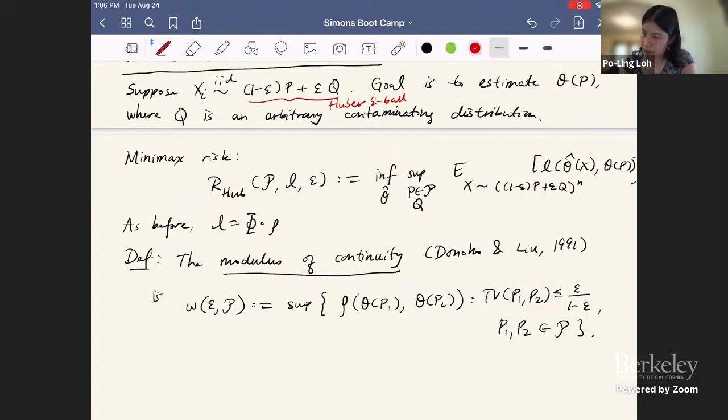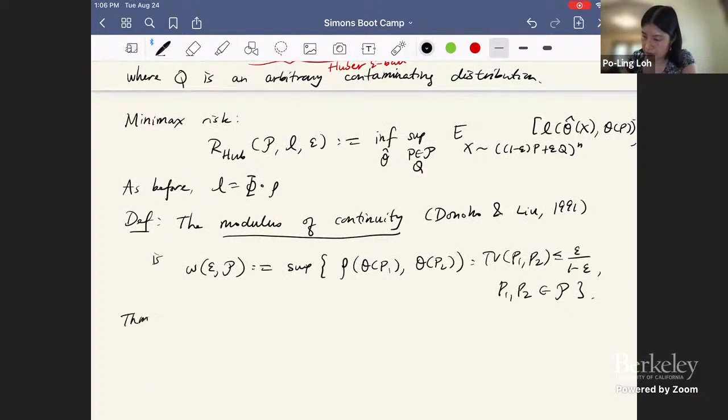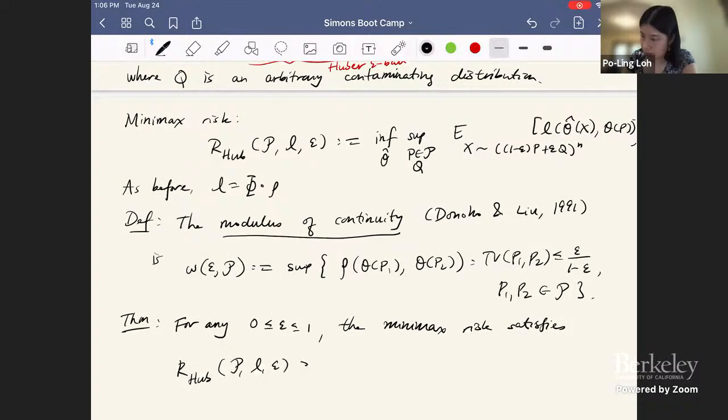Okay, so with this definition, we have the following main result. The theorem is that for any level of contamination between 0 and 1, the minimax risk satisfies the bound R sub Huber, script P, L epsilon is bigger than or equal to the max of R sub Huber, P, L0, and 1/2 phi of the modulus of continuity over 2.